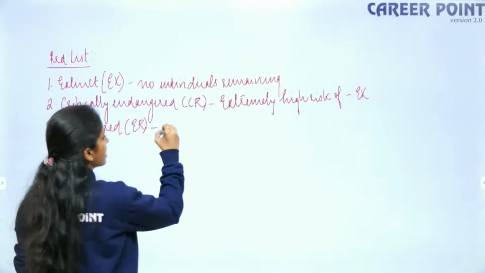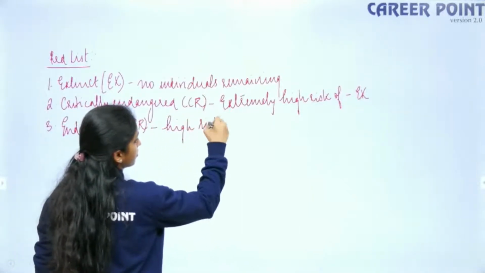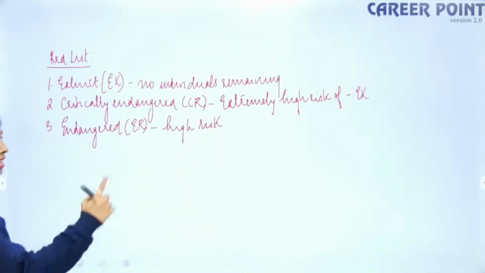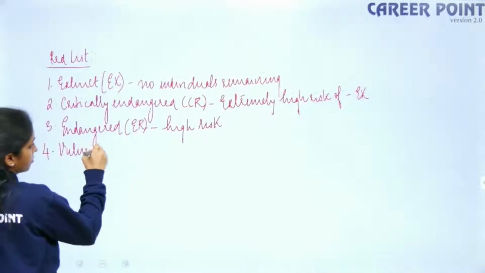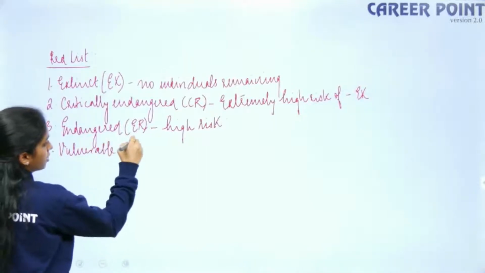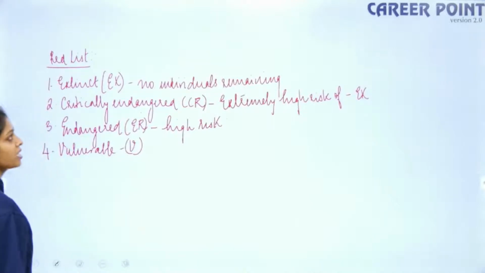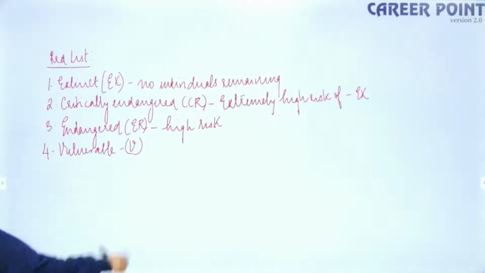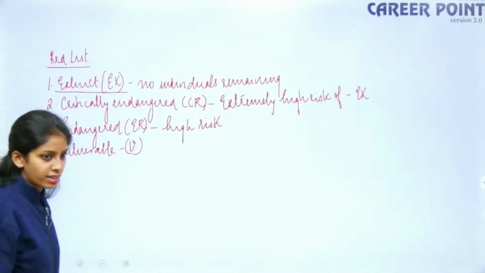Okay, so this has a high risk of getting extinct. So number 3 is vulnerable. It is vulnerable of getting endangered. So these are the 4 categories you should remember. Right? So in the next slide that I show you, these are some of the animals which have got extinct.